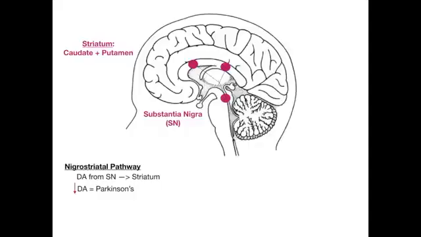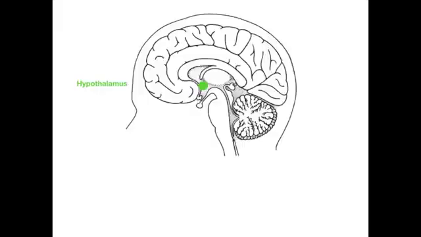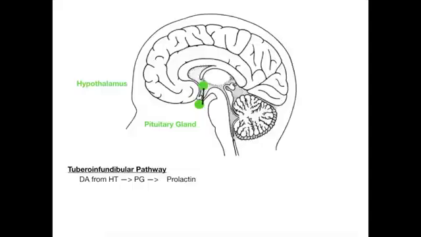The fourth and final dopaminergic pathway that we need to talk about is the tuberoinfundibular pathway. So that starts in the hypothalamus, shown there with the green circle. The hypothalamus communicates with the pituitary gland, shown there in the second green circle. And under normal circumstances, dopaminergic cell bodies from the hypothalamus go to the pituitary gland, which modulate the release of prolactin.